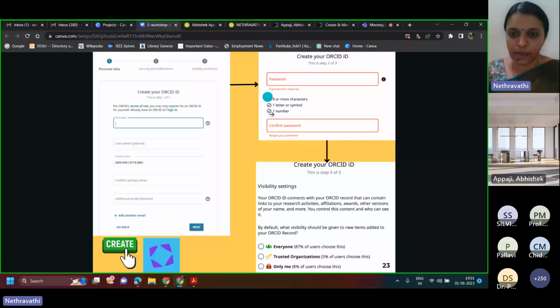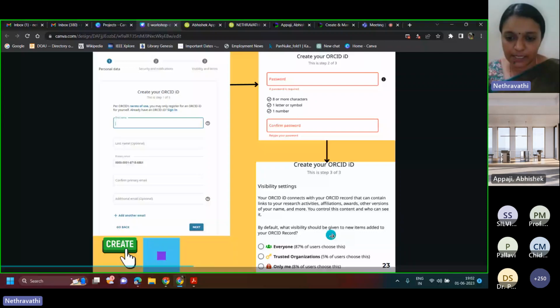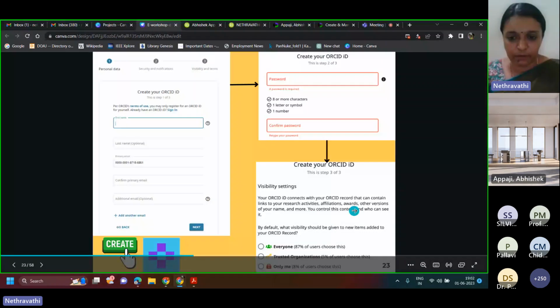And of course, nowadays we have a lot of rules for creating the password. Here also it is the same. Just give a password, and then visibility settings, like who all can view. Everyone can view, or trusted parties, you can choose which people belonging to a particular organization can view, or you don't want anybody to see, and you keep it to yourself, like only me. So you can control.